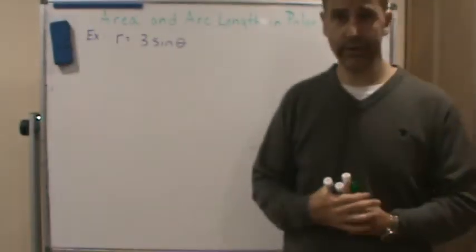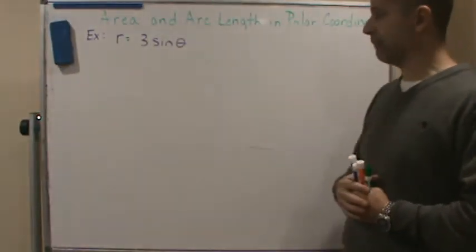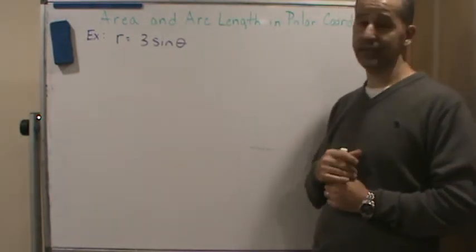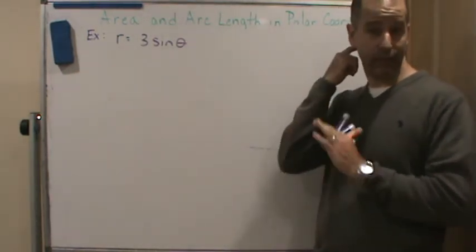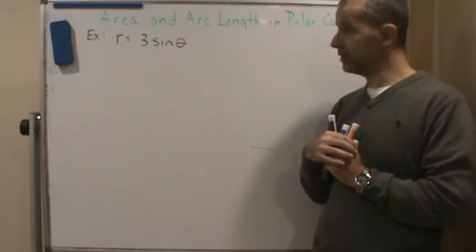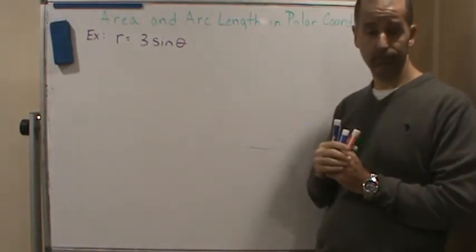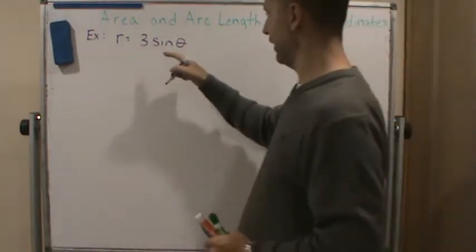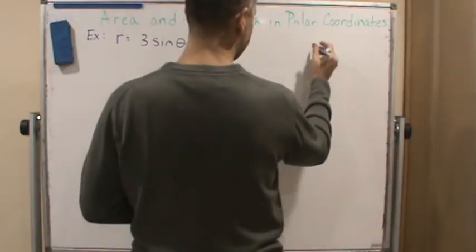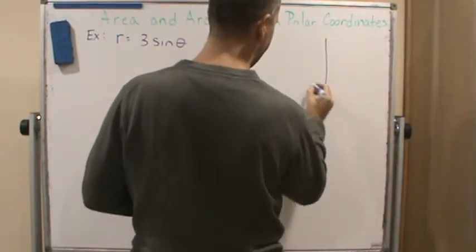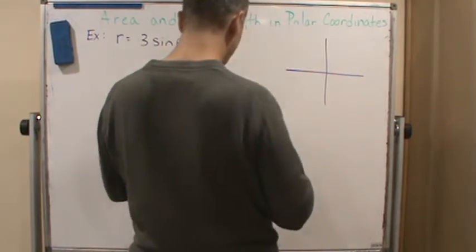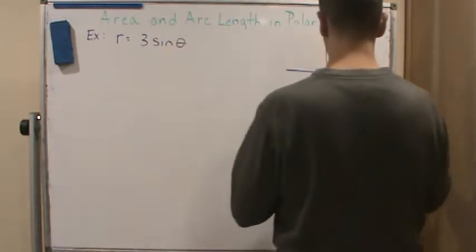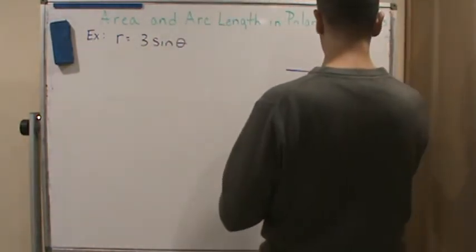Okay, so let's do another example. Now, in this case, you have to understand what kind of shape this is. This is the equation of a circle, okay? It's a sine, so it's going to look something like this, right? So again, you've got to be able to see what this thing is going to look like, and it's going to look something like this.